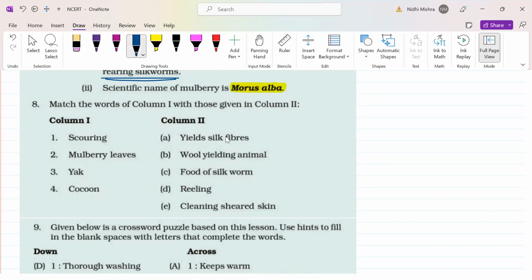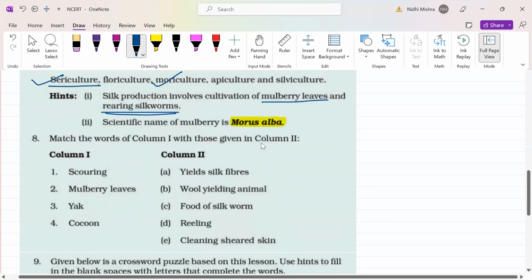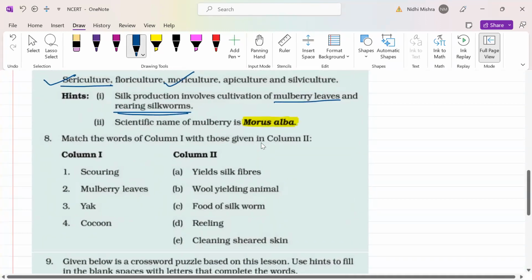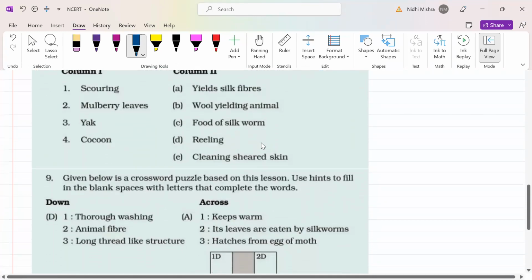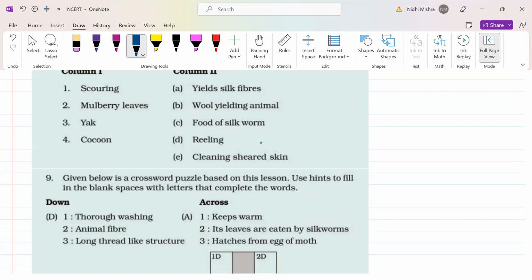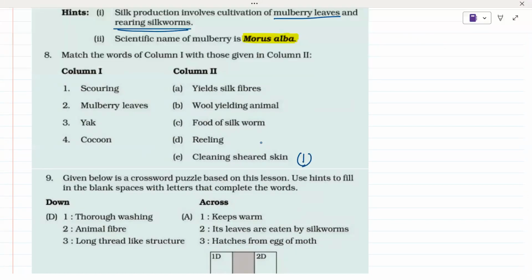Now, next question is match the words of column 1 with those given in column 2. So, first one is scoring. We have just discussed that cleaning of sheared skin. So, we can write down this as number 1. Next is mulberry leaves. We know that the silkworm feed on mulberry leaves. So, this is food for silkworm.